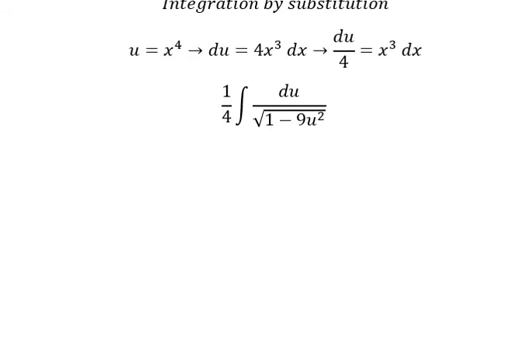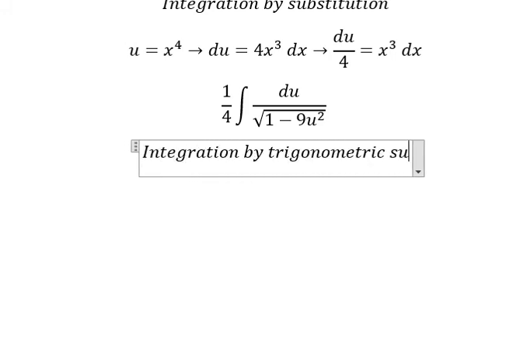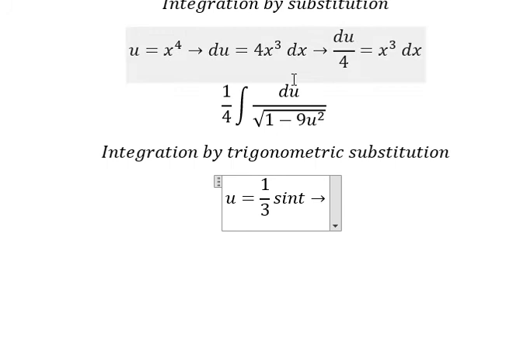Next, we can use integration by trigonometric substitution. So we need to put u equals 1 over 3 sine t. Because if I put this one in here, we have 1 over 9 sine t square. Number 9, we can simplify: 1 minus sine t square, we change to cosine t square. And later, we simplify the square root and du.